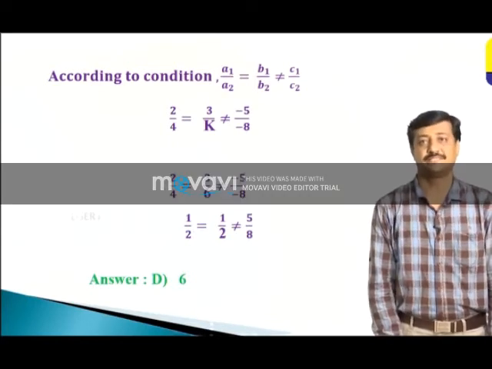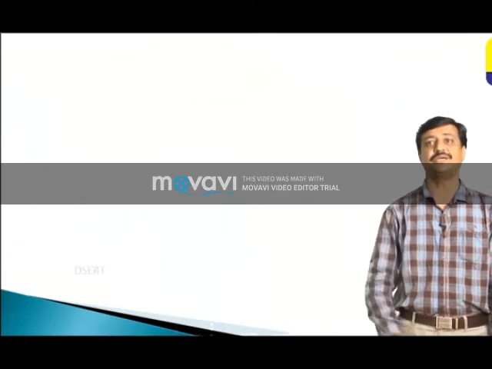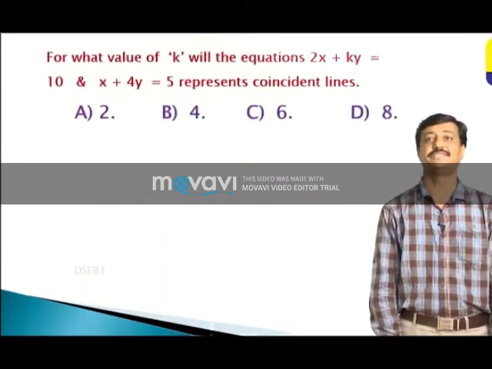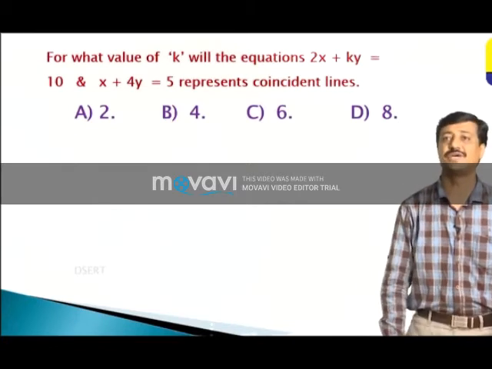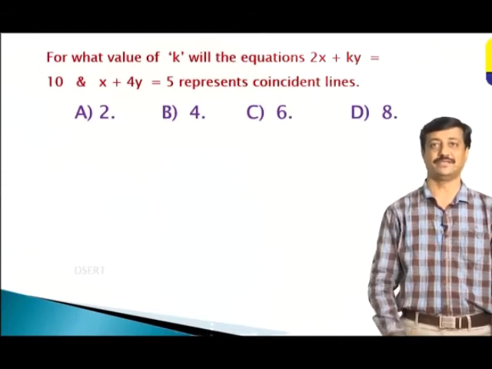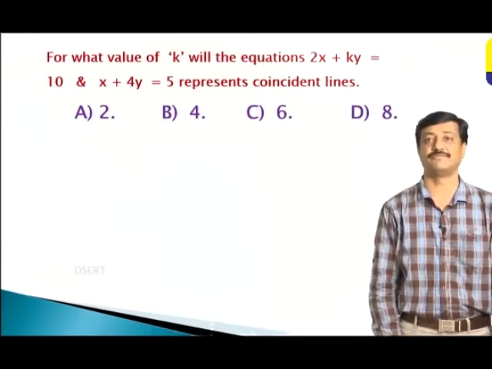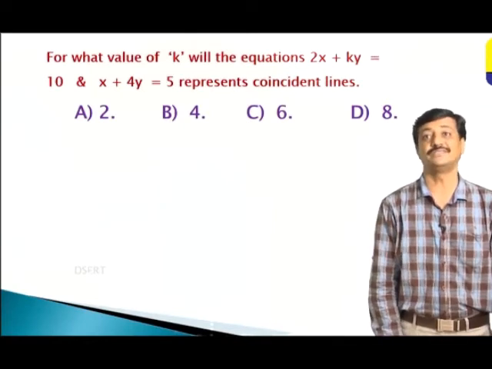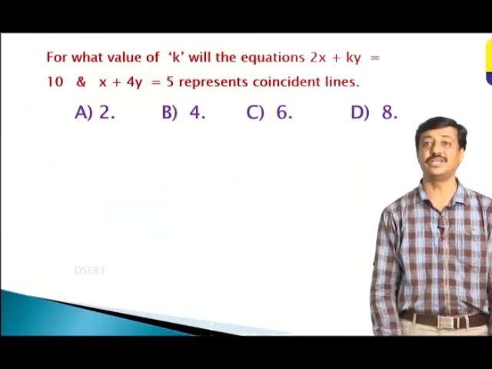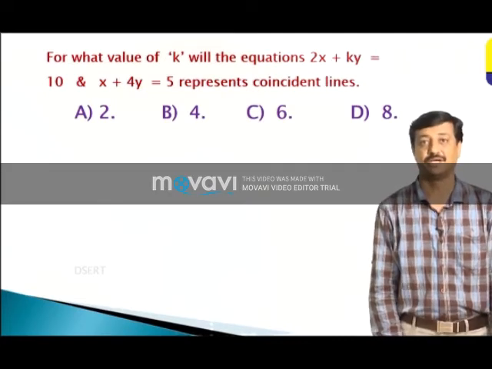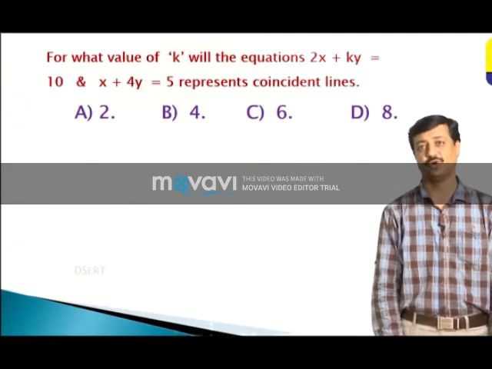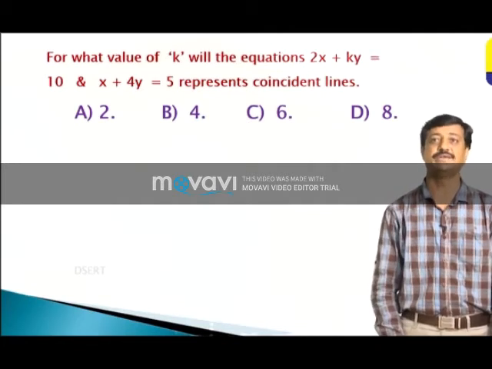Now let us see the second question based on the same table. It says, for what value of k will the equations 2x plus ky equal to 10 and x plus 4y equal to 5 represent coincident lines? Here the condition given is coincident lines, and also 4 options are given: option A 2, option B 4, option C 6, option D 8.